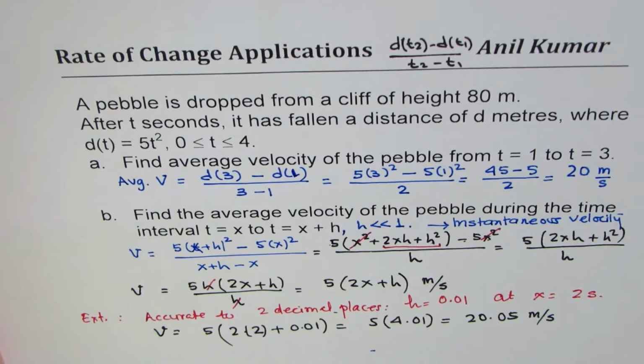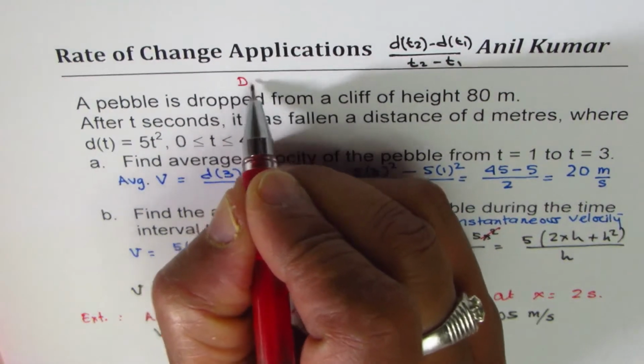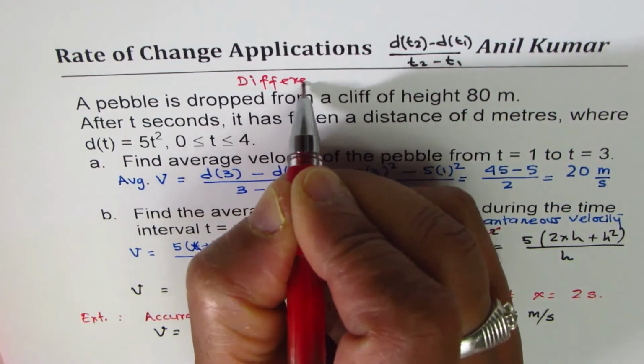In this playlist, which you can search by Anil Kumar rate of change playlist, you'll get many examples in which we'll discuss average rate of change and instantaneous rate of change, and we'll discuss this method in great detail, which is called difference quotient, right? Let me write down here, difference quotient.